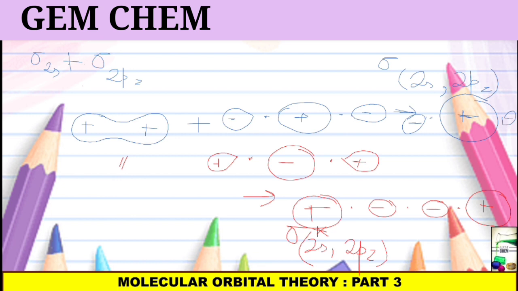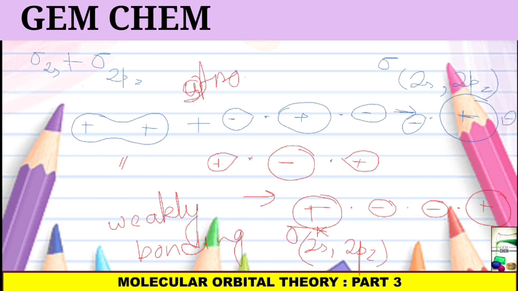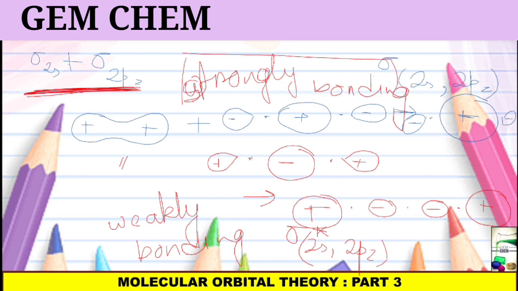So we can say that this is weakly bonding. Bonding because here the combination is being done to obtain a bonding orbital. So this is weakly bonding, and this is strongly bonding. Though it is combining in different phase, there is combination occurring between the bonding orbitals. So this is bonding in nature, remember this.